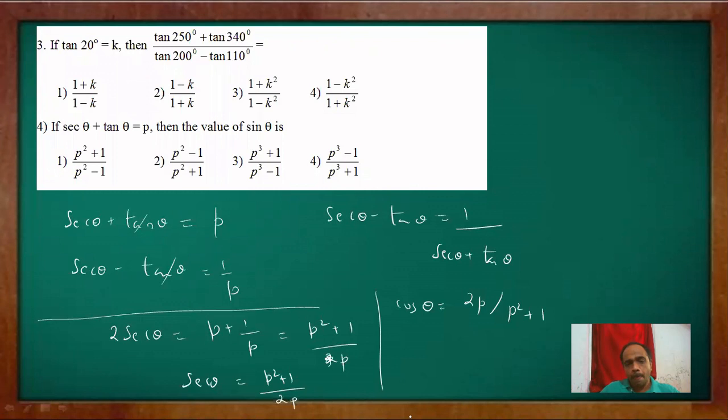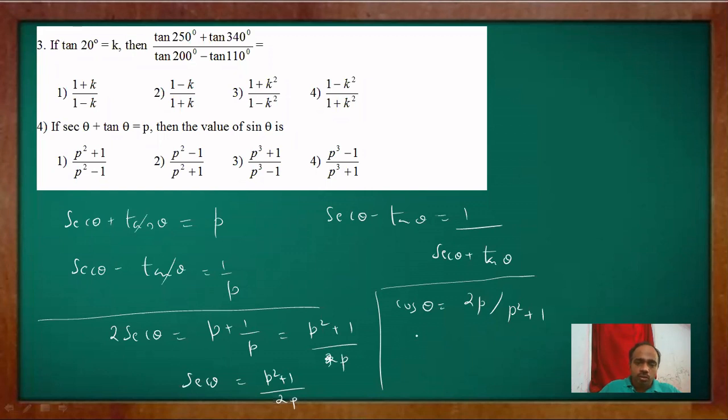Okay. If you add, what we get? Tan will be cancelled. Sec plus sec is 2 sec. LCM ತಗೋಬೇಕು. LCM ತಗೊಂಡ್ರೆ P square plus 1 by P. If you cross multiply that 2P ಬರ್ತದೆ. Sec theta ಬಂತು. Cos theta ಅಂದ್ರೆ reciprocal of that. Reciprocal of that. Correct?